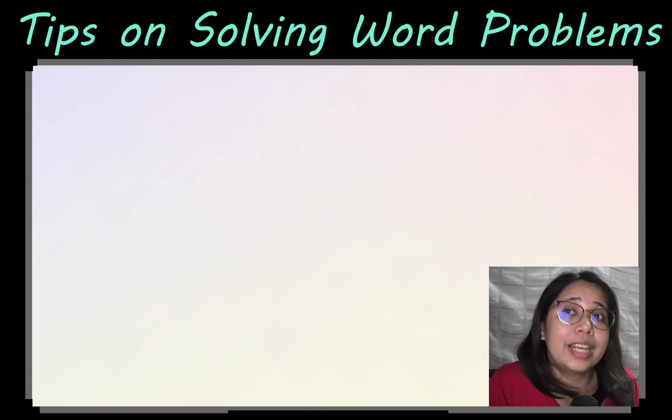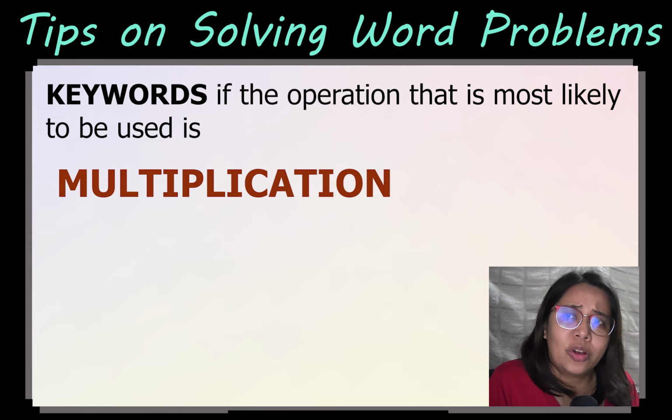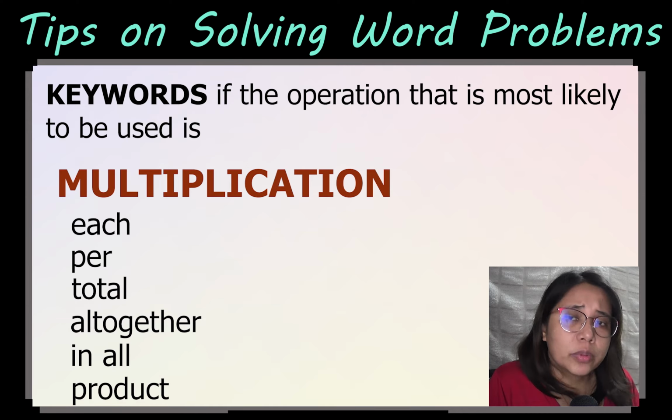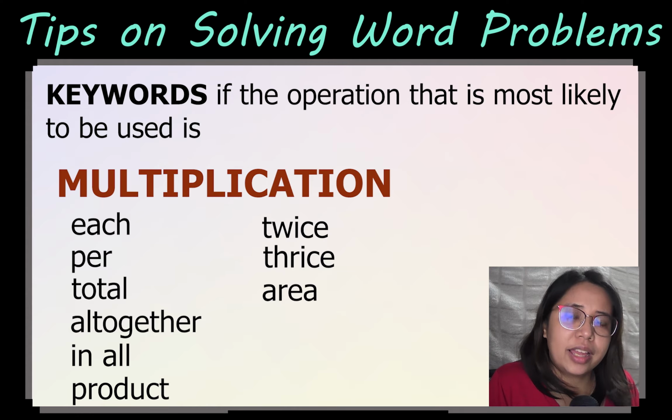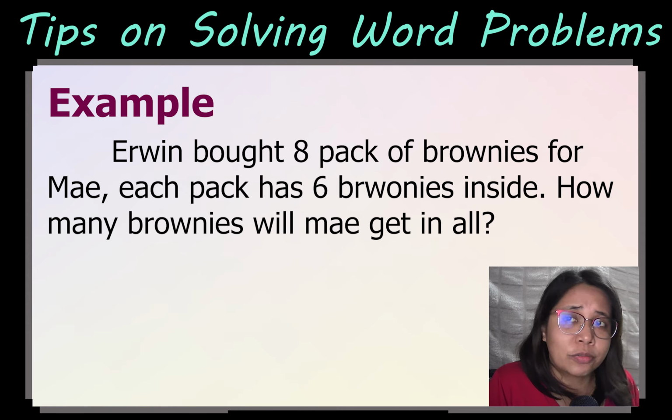So, narito naman ang ilang keywords na makikita natin kapag ang operation na gagamitin natin ay most likely multiplication. Okay, so we have each, per, total, altogether, in all, product, twice, thrice, area, times, and etc. Okay, so for example, Erwin bought 8 packs of brownies for May. Each pack has 6 brownies inside. How many brownies will May get in all?